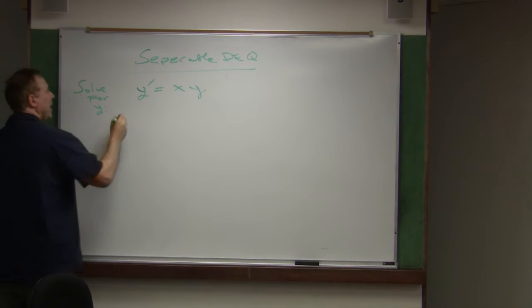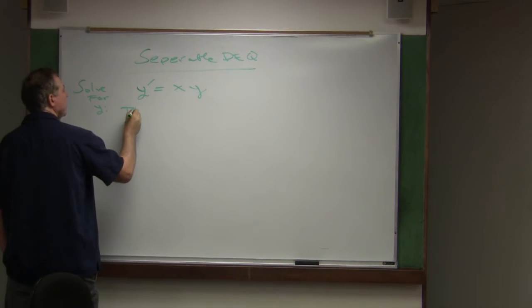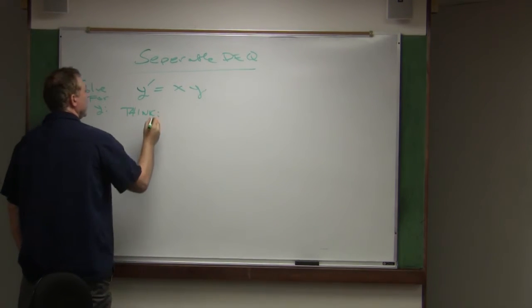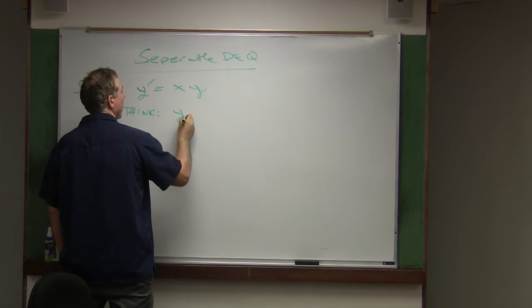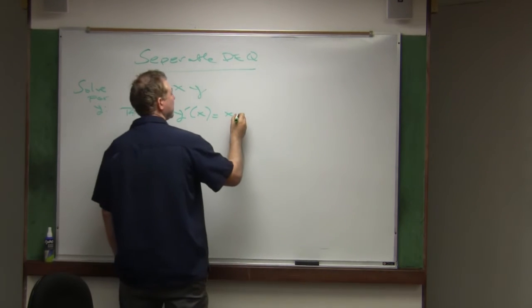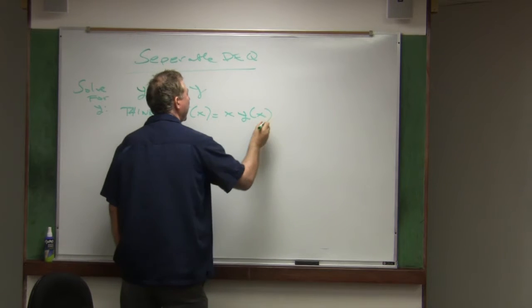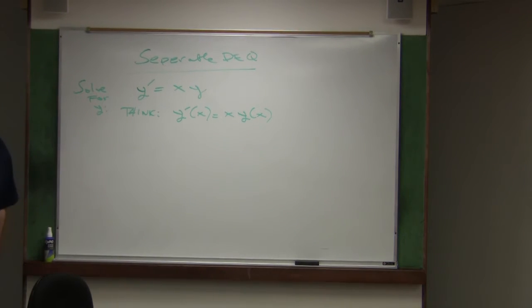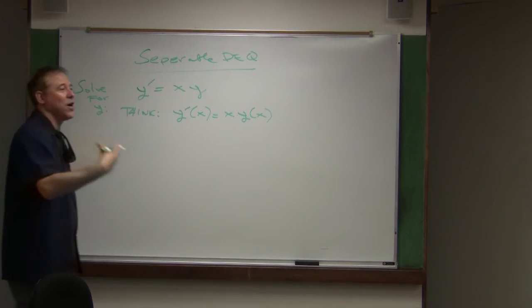Okay, you have to think what's going on. So what you think is that y prime of x is equal to x times y of x. In other words, y is a function of x. It's an unknown function of x. And you're trying to now solve for a function.